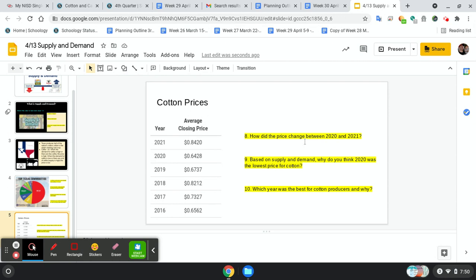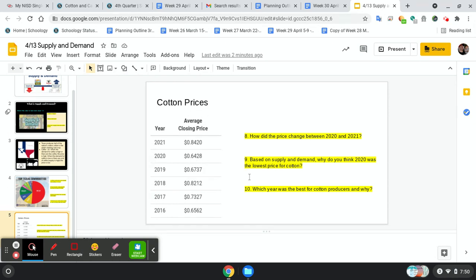So how did the price change between 2020 and 2021? So here's how it started. It was 64 cents a pound. Then it was 84 cents. So how did it change? Okay, from 20 to 21. So you start with 2020, look at what the price was, and then tell me how it changed.